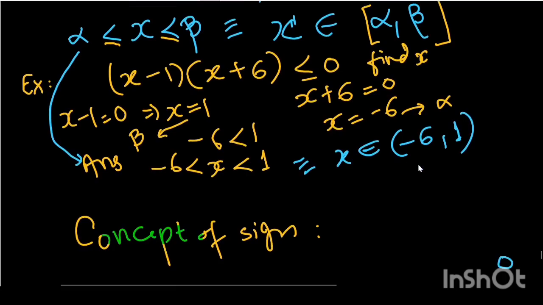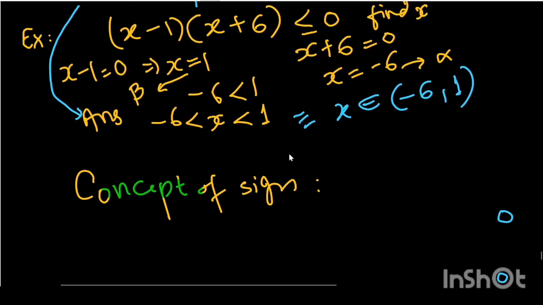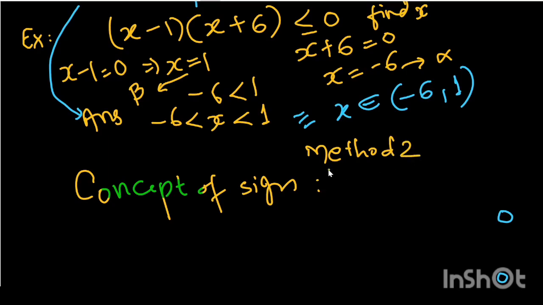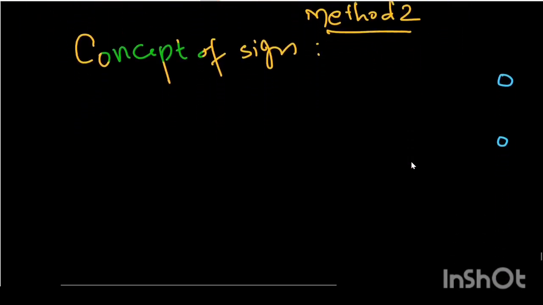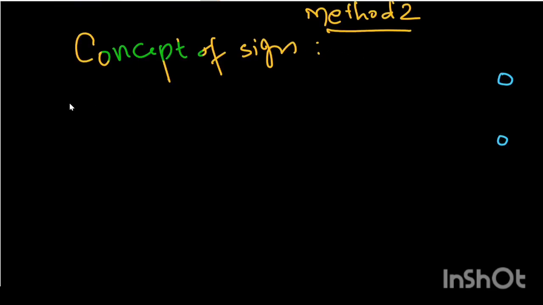Now the second method that we are going to discuss is method number 2, to derive this quadratic formula that we derived from method 1. Concept of sign is quite a simple method. This actually we used in method 1 as well. It was plus into minus, minus into plus, negative, here also negative.